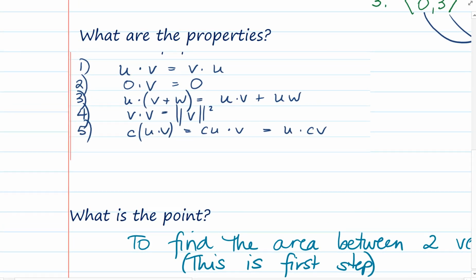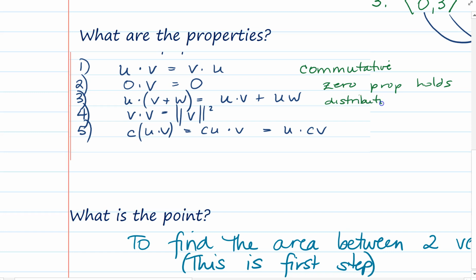Okay, so here are the properties. First of all, it's commutative. Let me write that down. Zero times some vector is still 0, so the zero property holds. Okay, here, if you take a vector times 2 vectors added together, it is the same thing as distributing: u times v plus u times w. So it's distributive.